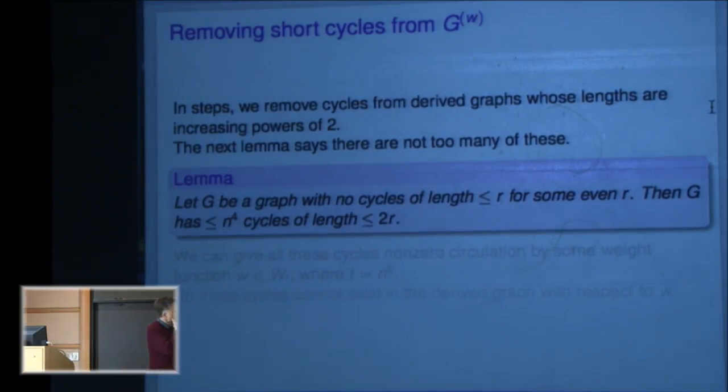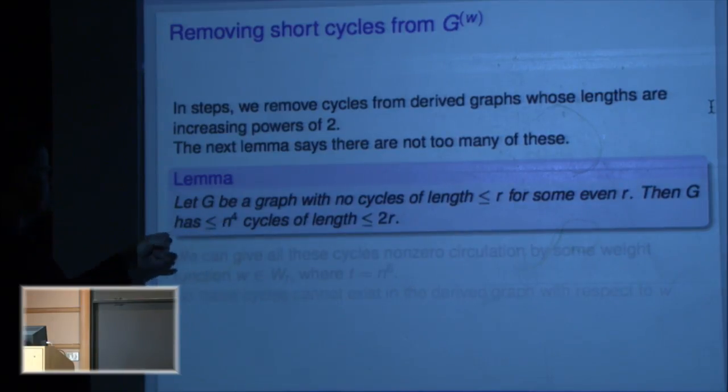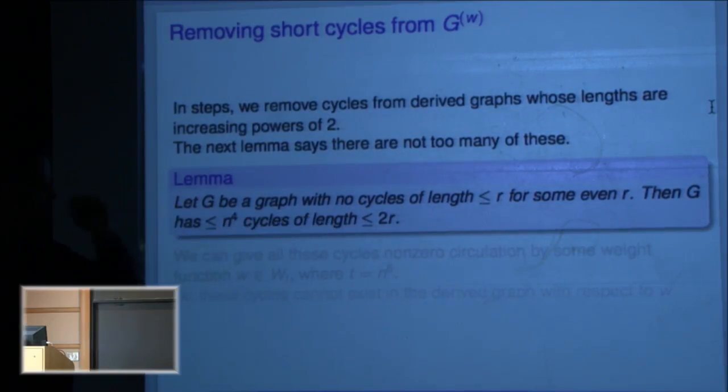Suppose G is a graph with no cycles of length up to R, for some even R. So the shortest cycle in G, its girth, has length bigger than R. Then it turns out G has only this many cycles of length up to 2R. So it has polynomially many cycles. If it has no cycles of length less than or equal to R, then it only has at most n to the fourth cycles of length up to 2R.